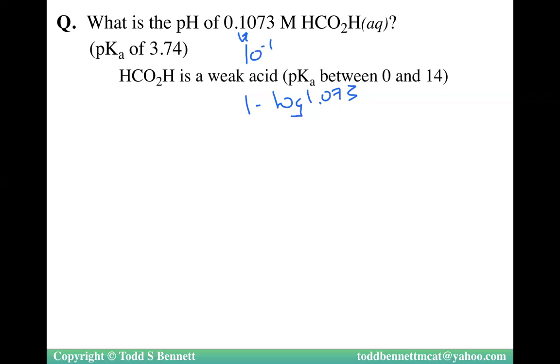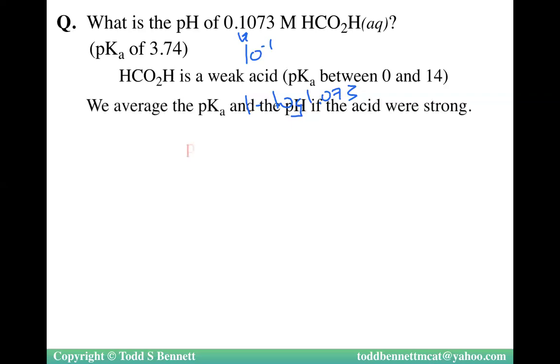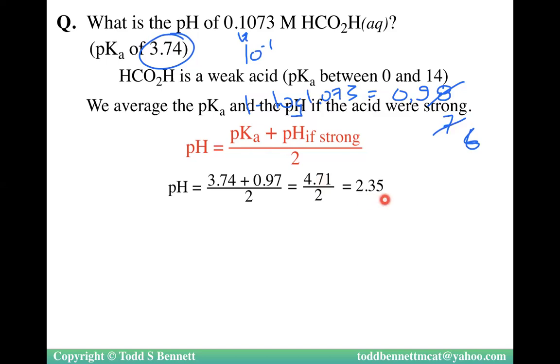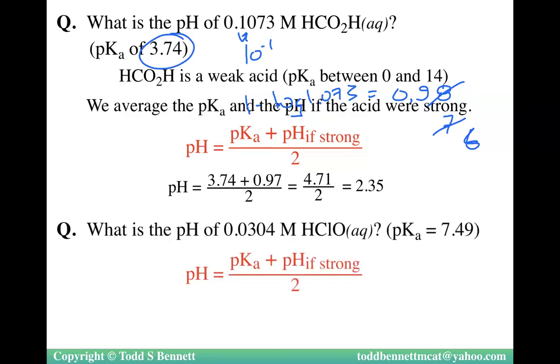Okay, so between 0 and 14 is weak. I got my pK of 3.74. I got this number that equals 0.9897, 6, I don't know. I'm going to plug in one of those. Doesn't matter which one. 3.74 plus 0.97 is about 4.74 minus a little bit of whatever you decide this number is. So let's say around 4.71, 4.72. Divided by 2, 2.35, 2.36. Perfect, nice and easy. We'll do another one.